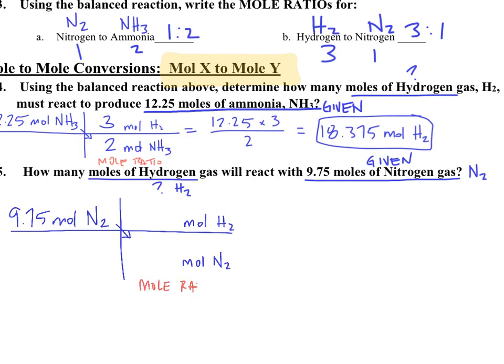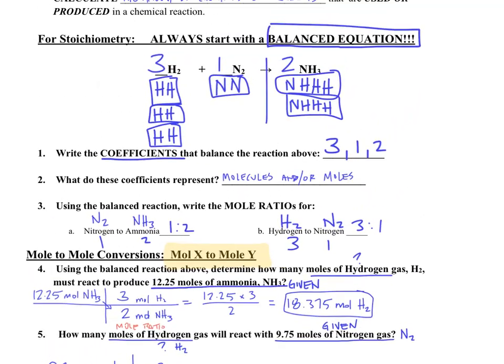So now you'll determine what the coefficients are for hydrogen and nitrogen. So when I look up at the equation, the coefficient for H2 was 3, and the coefficient for N2 was 1. So my mole ratio from hydrogen to nitrogen is 3 to 1, based off of my equation. 3 to 1.